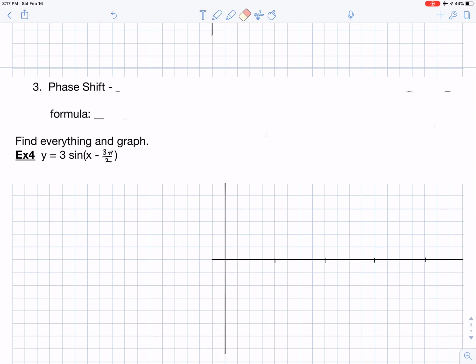Go on down, the phase shift. This is going to be the horizontal translation, moving right and left. And just like this has been in other courses, when we move right and left, it's backwards from what you expect. So if you see a minus, it's going to move to the right, and if you see a plus, it's going to move to the left. The formula for this is just simply going to be the value of d, again referring back to that standard equation.